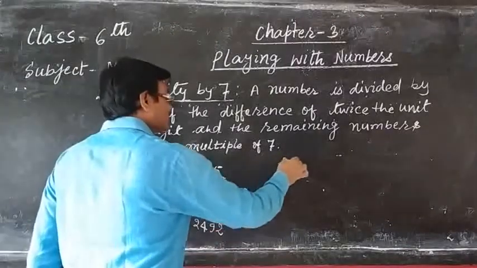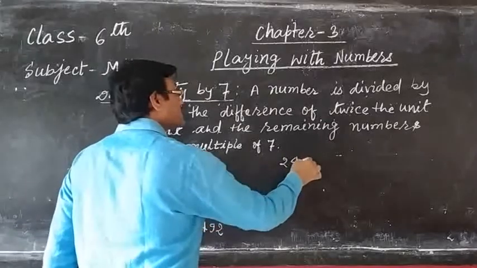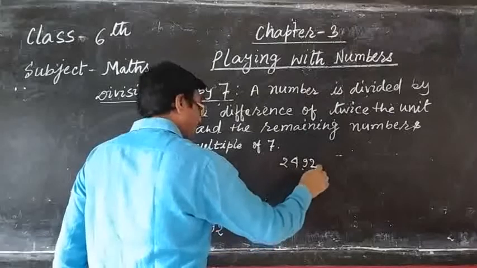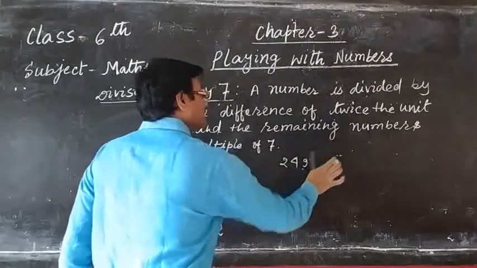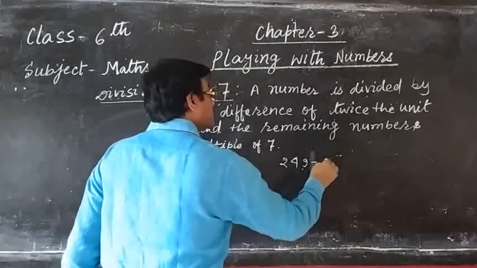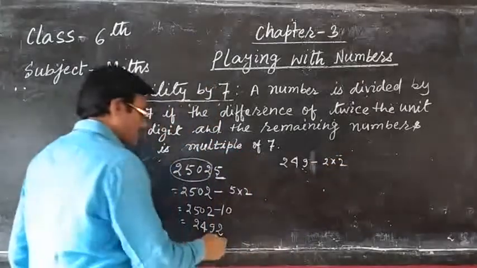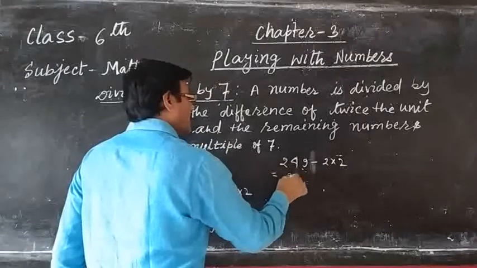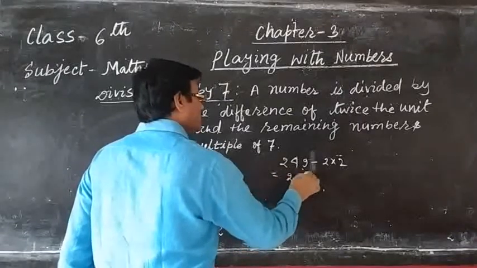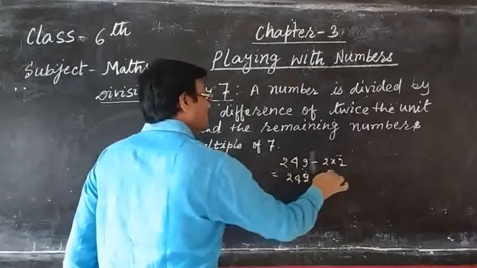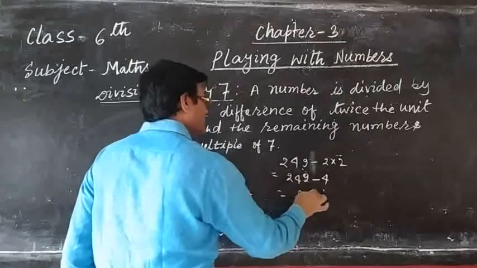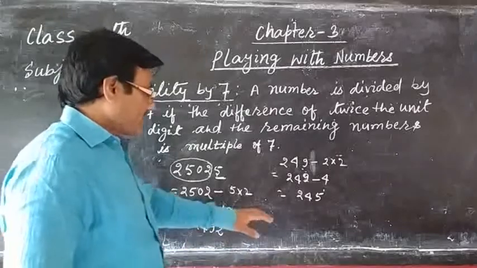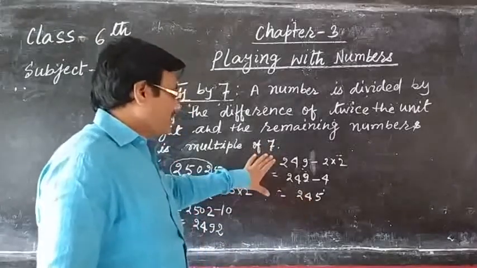Once again, we proceed in the same way. Now we leave the last digit and subtract 2 into 2, as the last digit is 2, we double it. It will be 245. Now you have to check if it is divisible by 7 or not.